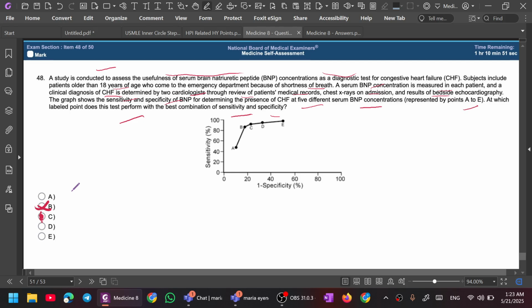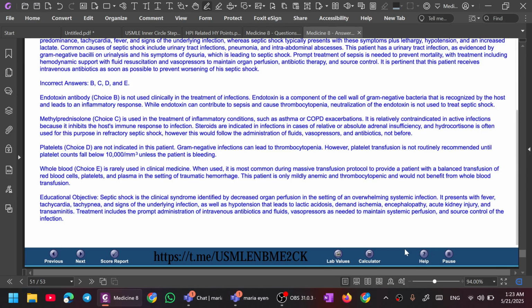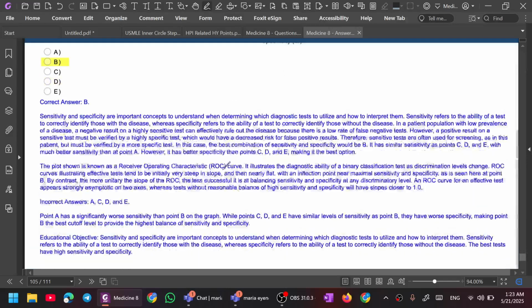Okay. Ready? Yeah. Sensitivity and specificity are important concepts to understand when you determine which diagnostic tests to use and how to interpret them. Sensitivity refers to the ability of a test to correctly identify people that have the disease, whereas specificity is the ability of a test to correctly identify people that don't have the disease. In a patient population with low prevalence of the disease, a negative result on a highly sensitive test can rule out the disease because there is a low rate of false negatives.